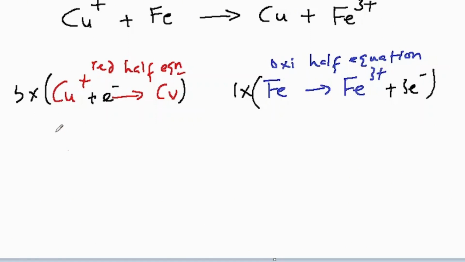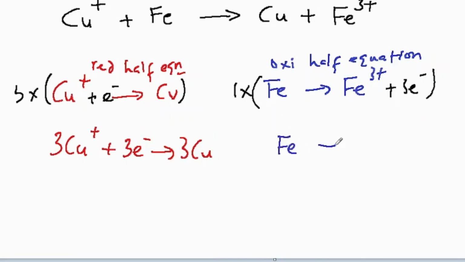So 3 times Cu+, that's going to give us 3 Cu+. Then we're going to have 3 electrons. Alright, and that's going to give us 3 Cu. This is going to be the same since we are multiplying through by 1, so we are going to have the same thing, Fe, giving us Fe3+ plus 3 electrons. Alright, so the electrons lost are now the same as the electrons gained. So 3 are gained here and 3 are lost here.